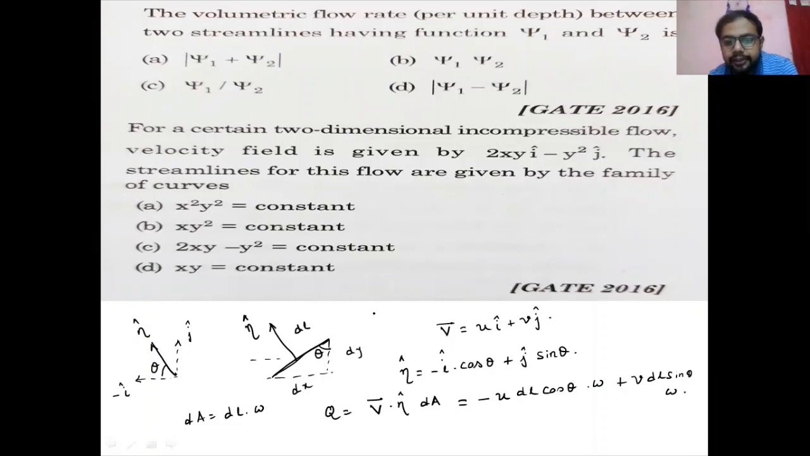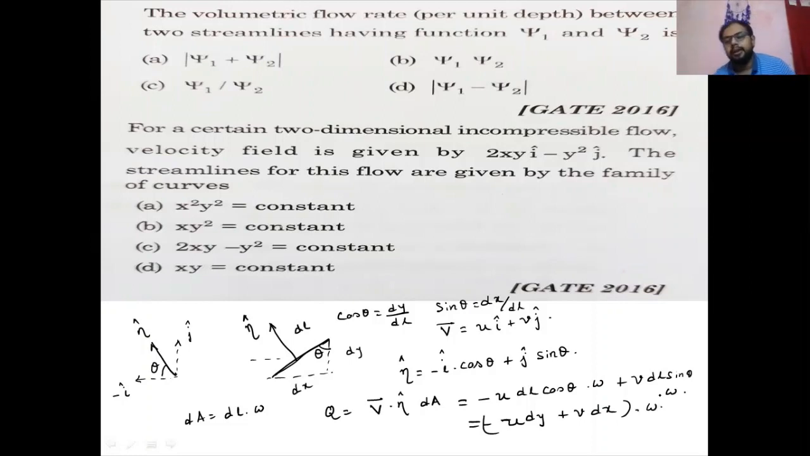So in this triangle, cos theta is equal to dy by dl, and sin theta is equal to dx by dl. If you put that here, dl cos theta is nothing but dy, plus dl sin theta is nothing but dx. So this is nothing but d psi, the change of streamline.